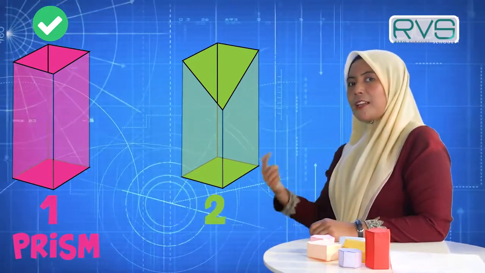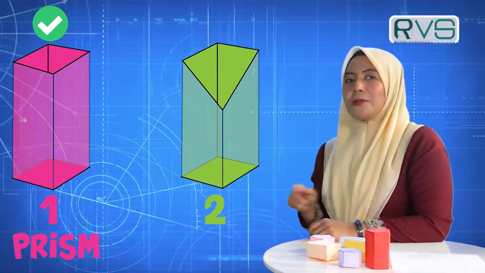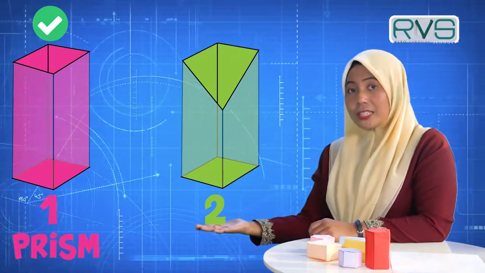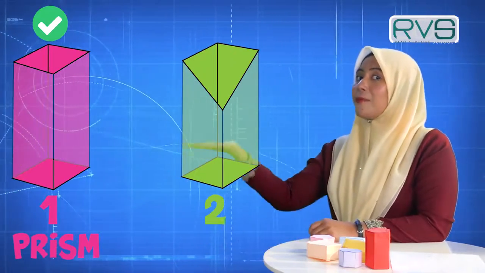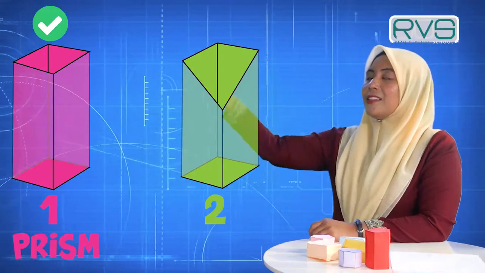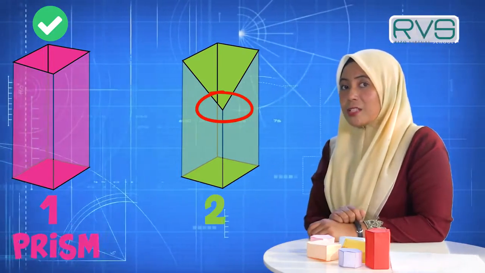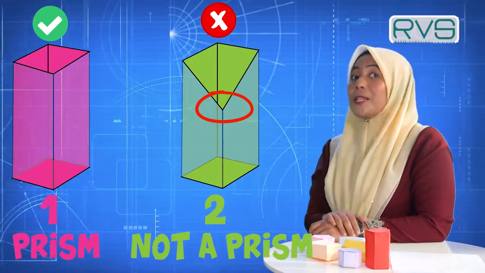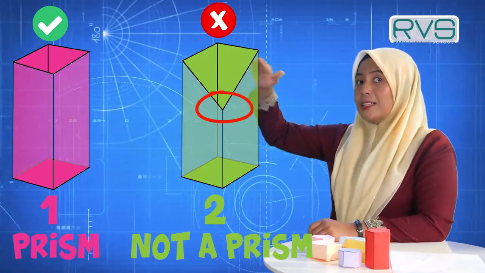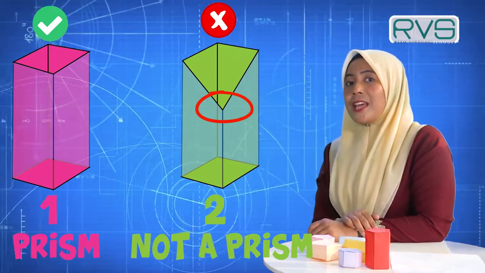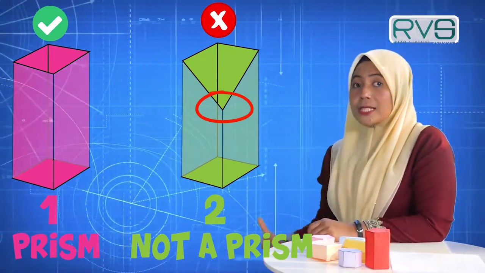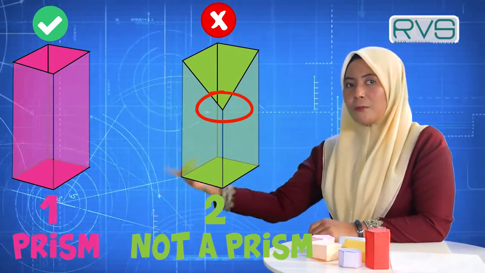So we look at the second picture. If you can see the second picture, the base is a rectangle, but when you go up, it's not parallel. The angle goes a little bit down. So this is not a prism because it is not parallel. Now you can see the difference between a prism and a non-prism.